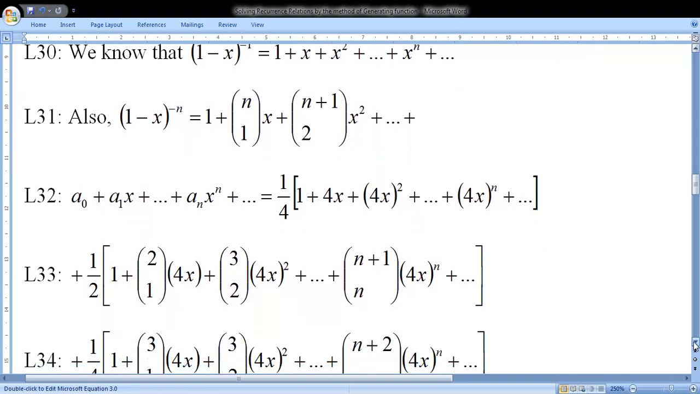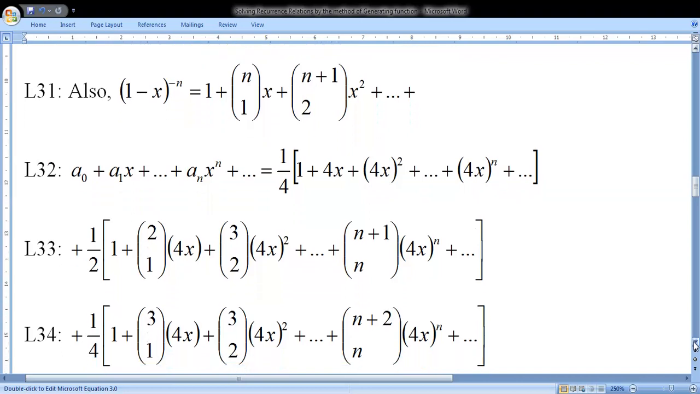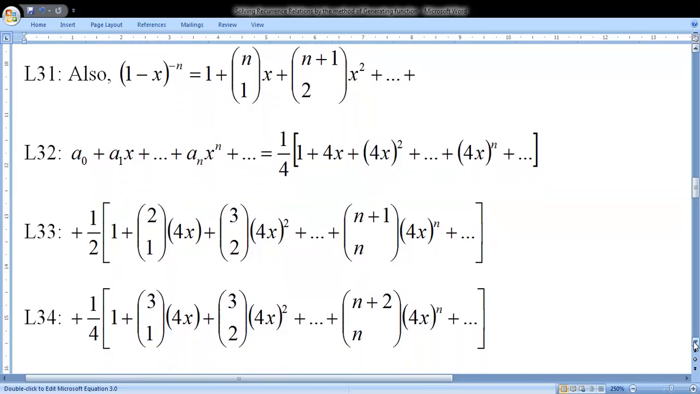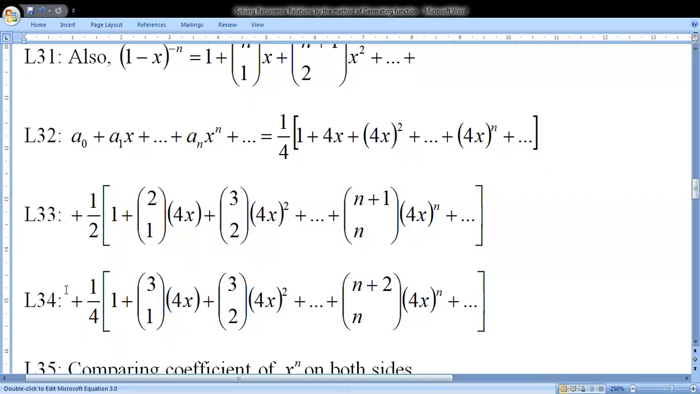And I have identified the general term n also. And I have expanded 1 minus 4x whole power minus 3 using the formula 1 minus x whole power minus n. So it will be 1 plus nc1, here n is 3, 1 plus nc1, n is 3 into x, then n plus 1 c2, since n is 3, it will be 4 c2. Okay, I will modify here. And so on. And I have identified the general term also. It is n plus 1 cn 4x whole power n and so on.